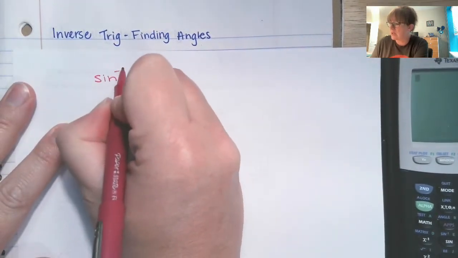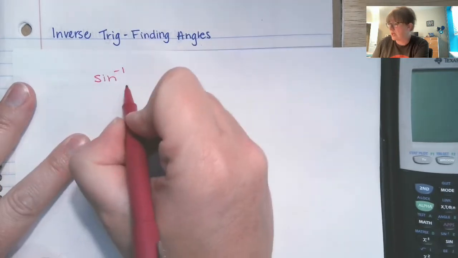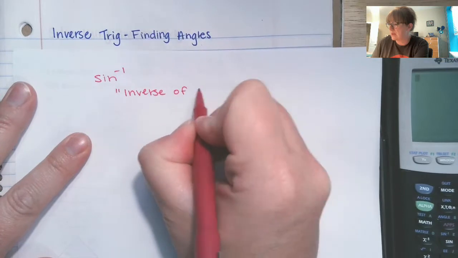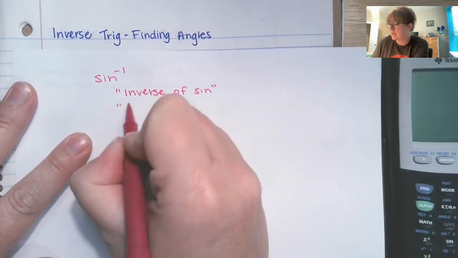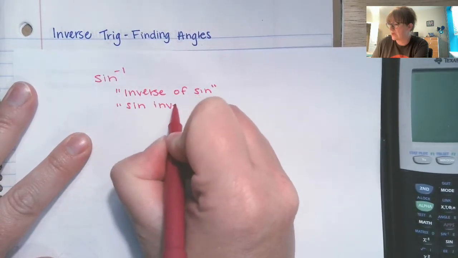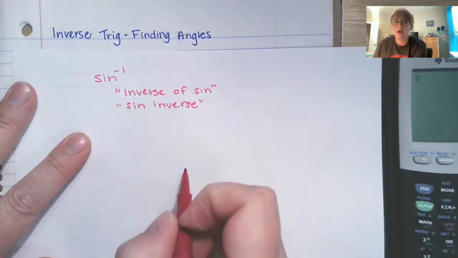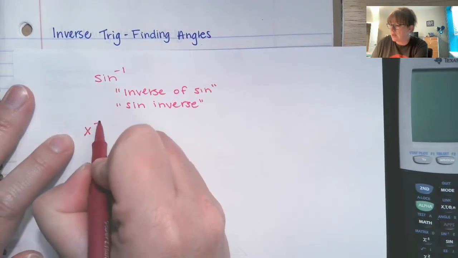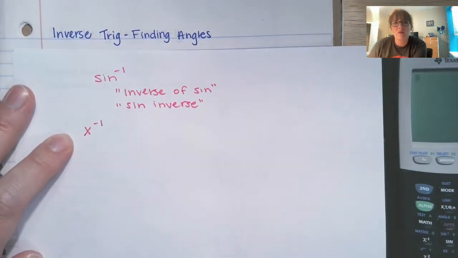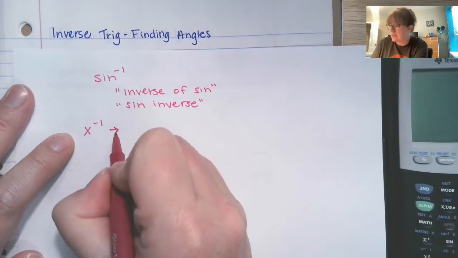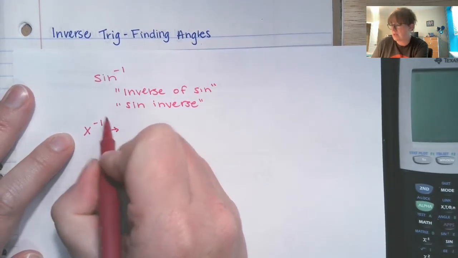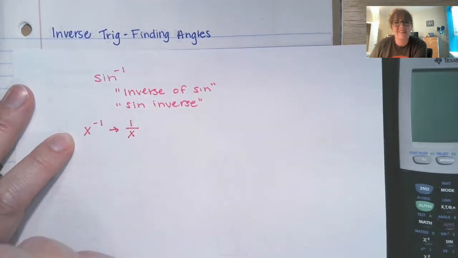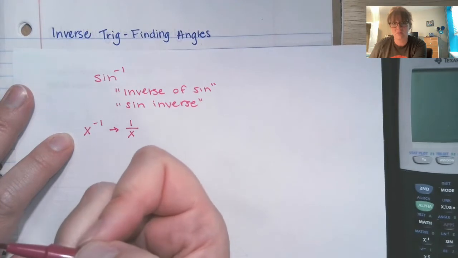So it's sine to a negative 1 power. That would be the inverse of sine is how we say that, or sine inverse is fine too. Okay, so that's how that's read. Now, what is a negative 1 exponent? Let's go back to what we learned back in Algebra 1. To get rid of a negative exponent, we'd have to move it down, right? So this would really be equivalent to 1 over x, so it's kind of like division of x is what the inverse is.